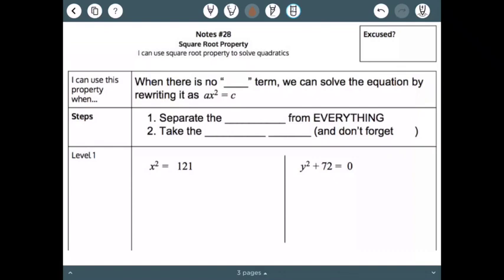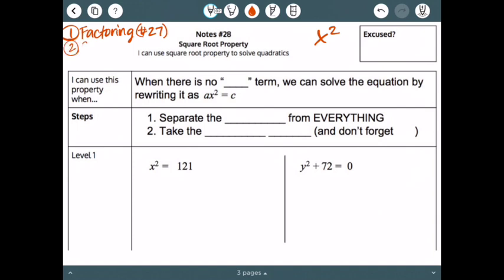Hey team, so today we're going to learn a third way to solve quadratics. Quadratics, remember, are anything that have an x squared in them. So the first way that we learned was by factoring, and we factored to solve. That's what we did yesterday, so notes 27. If you missed out on those, you should head back to those.